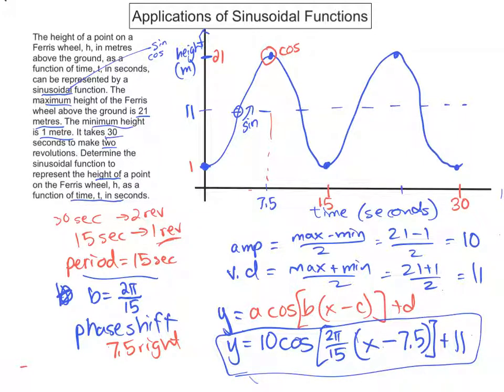Now, if they ask any other questions, like when is the height at, say, 10 meters, so they're giving you y and asking for x, you're going to want to graph it and put this into y1 and say the 10 meters into y2 and find out where they cross. If they are asking for the height at a certain time, again, you can graph it or you can just simply put it straight into the equation in the calculator.